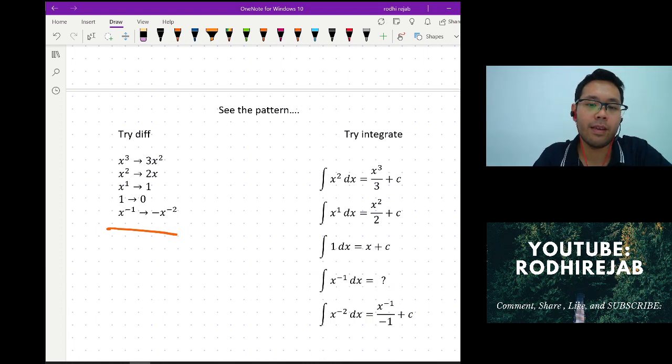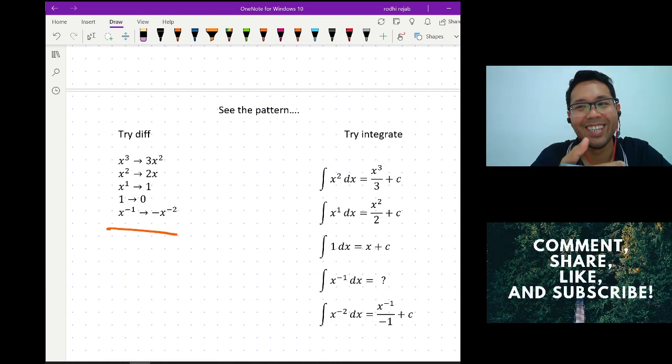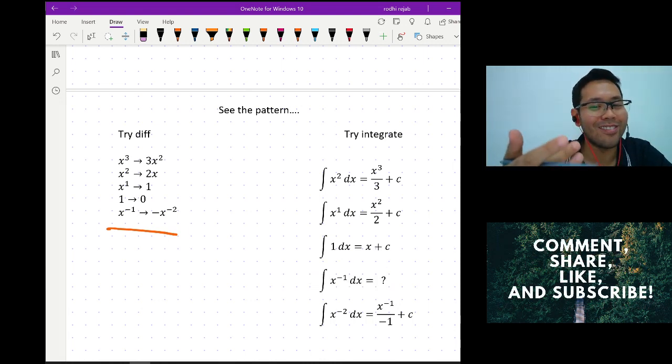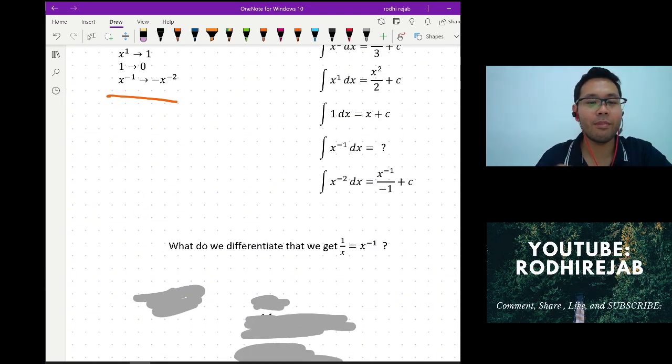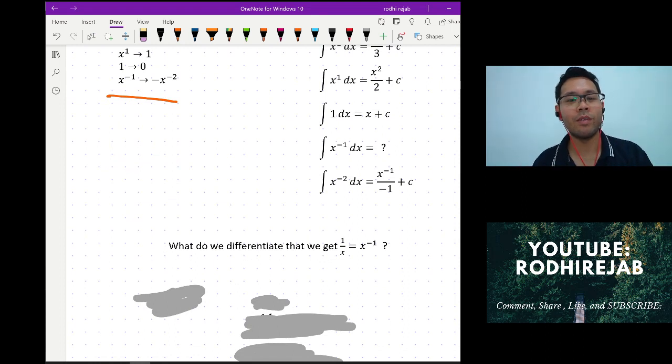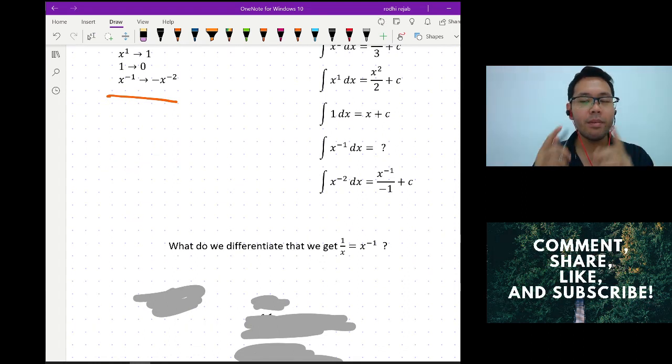Now what about if I ask you power of negative 1? Because if you do negative 1 plus 1, you get 0, and power 0 is 1, but it won't work that way. So what are we going to do? Well, let me ask you, remember that differentiation and integration are a reverse process of each other. So what do we differentiate to get 1 over x, or x power of negative 1?